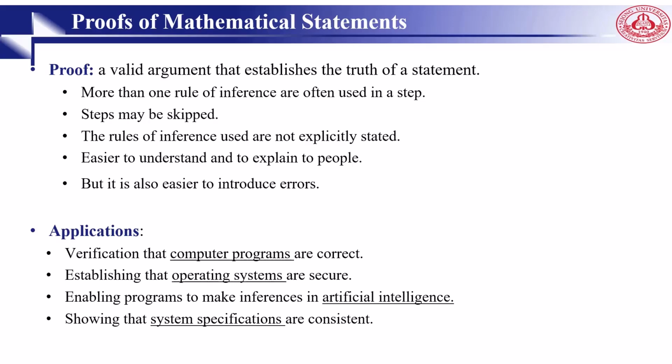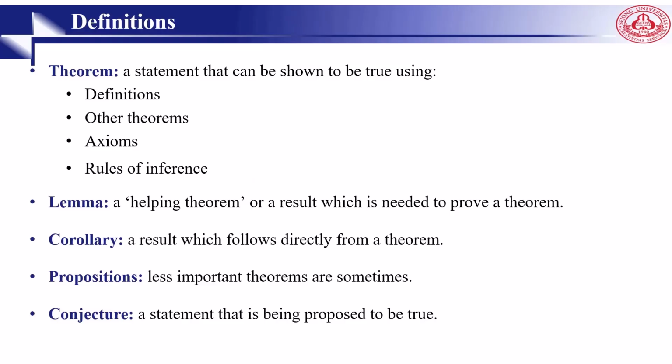And I simply say that whenever or wherever there is a claim, there must be a proof. So there are some definitions in this regard that we need to know before going for proofs and methods. The first one is theorem. A theorem is a statement that can be shown to be true using some definitions, other theorems, axioms, and rules of inference.